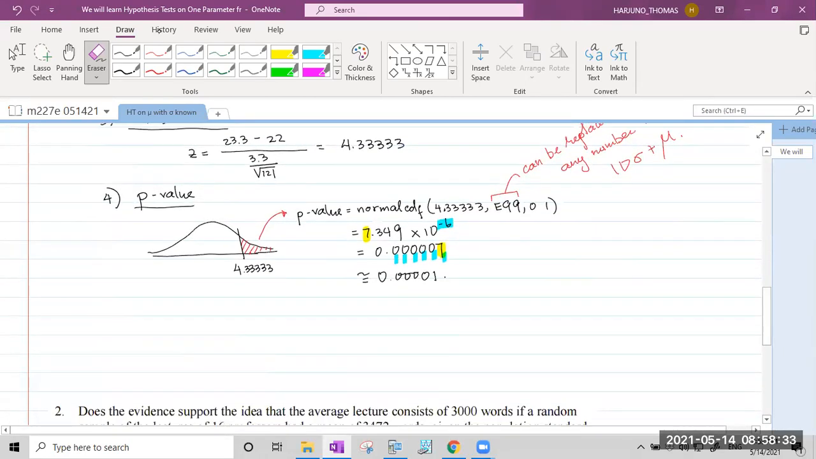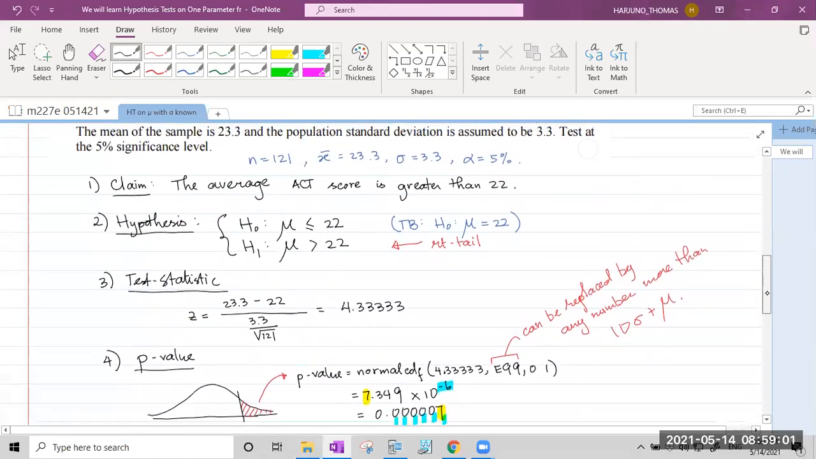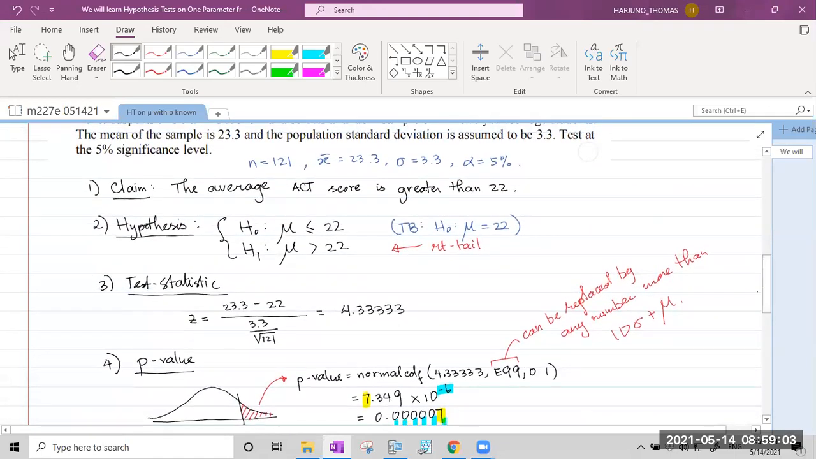That's the p-value. Now, because the p-value is much lower than alpha, which is 5%, then the informal conclusion will be reject null hypothesis. Okay, why do we reject null hypothesis? Because this is the storyline.